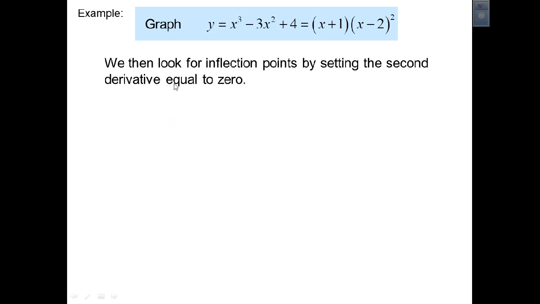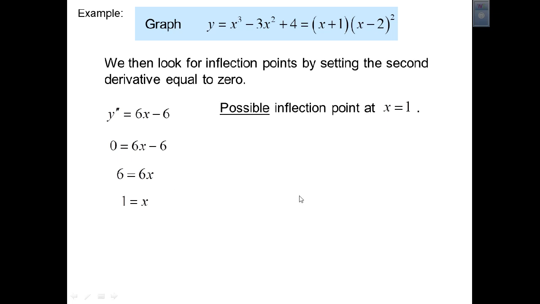All right, now when we look for inflection points, we do that by setting the second derivative equal to 0 and solving. So we've already found the second derivative. It was 6x minus 6. Set that equal to 0, and then you've got a common 6 you can take out, and you get that x equals 1. So x equals 1 is a possible point of inflection. We have to prove or verify that concavity actually changes there.